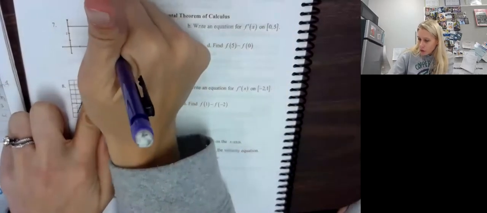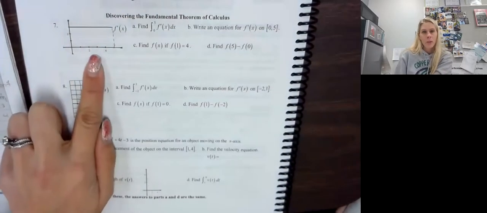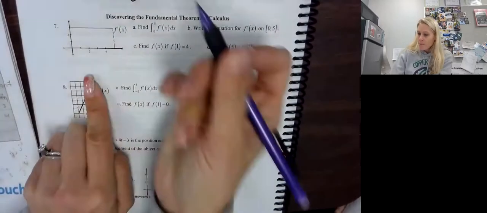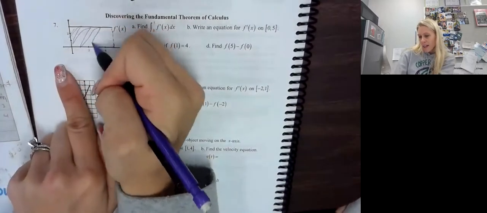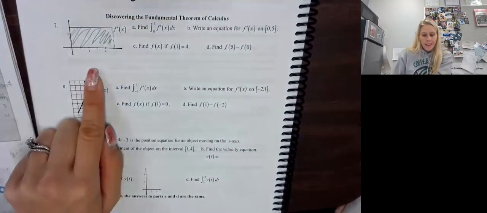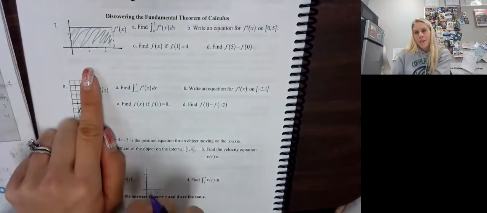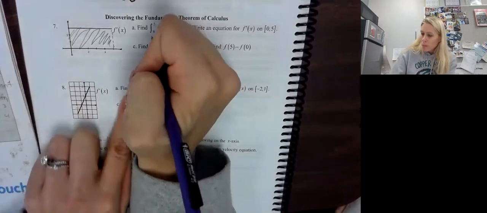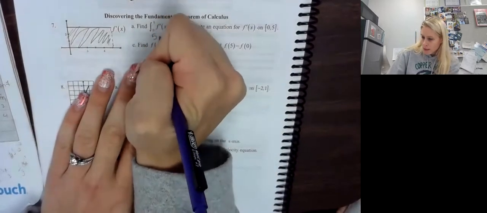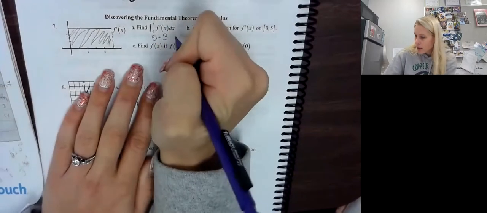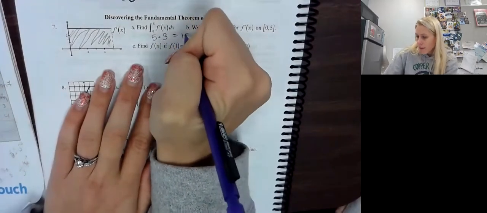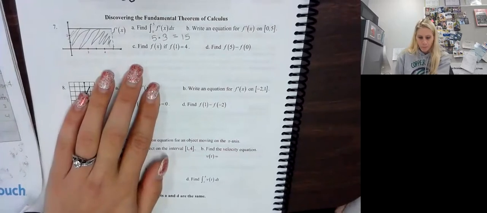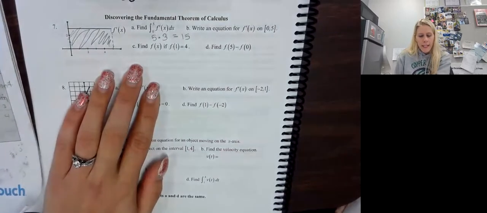So if I draw a line straight down where I'm ending, which is 5, and I find the area under this curve, do you guys see that it's a rectangle? How do you find the area of a rectangle? Well, base times height. So this means the integral is 15. All right. Write an equation for f prime of x on 0 through 5. Well, what does that mean?